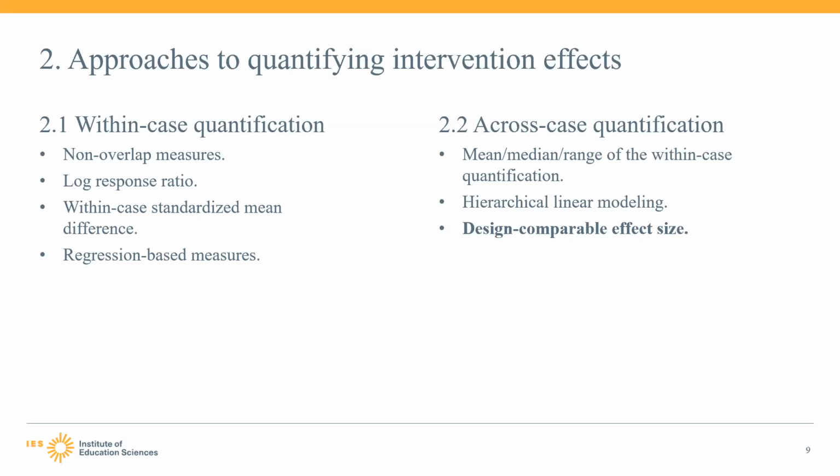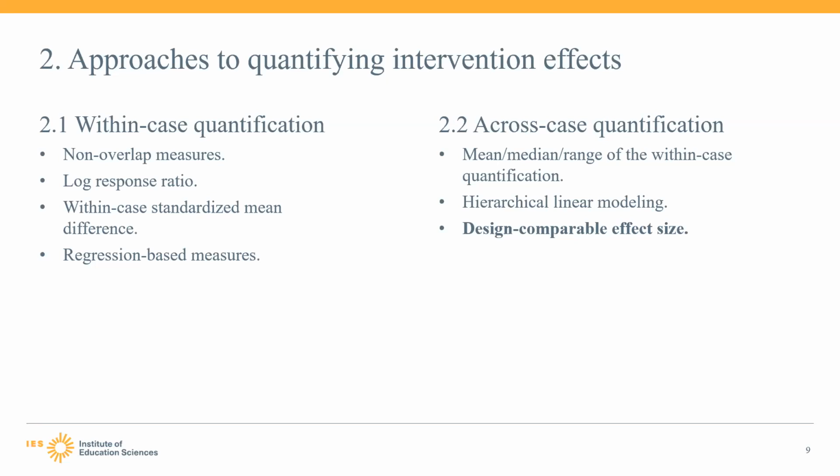Other indices, such as the within-case standardized mean difference and regression-based measures, do have a known sampling distribution, at least under certain modeling assumptions. And therefore, they can be synthesized using conventional meta-analytic techniques. However, all of these effect sizes are standardized using the within-case standard deviation. Therefore, they cannot be combined in a meta-analysis that also includes standardized mean differences estimated from between group designs.